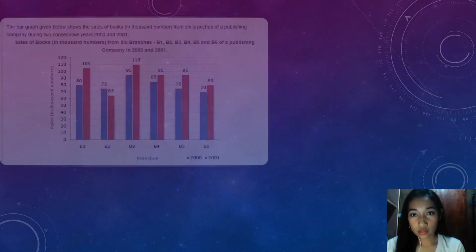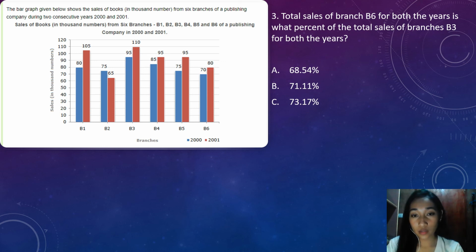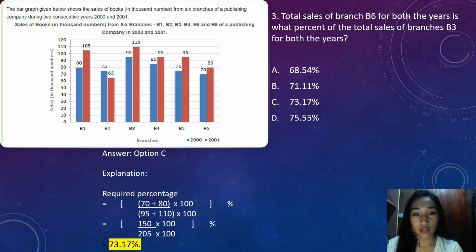So, last question. The total sales of branch 6 for both years is what percent of the total sales of branch 3 for both years? Is it 68.54%, 71.11%, 73.17%, or 75.55%? So the answer is option C.